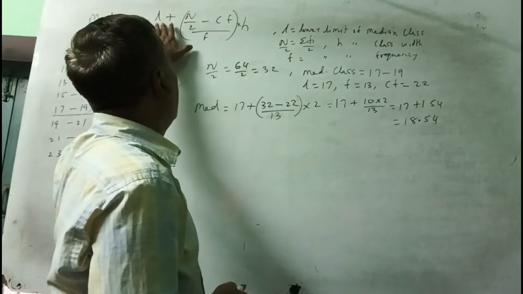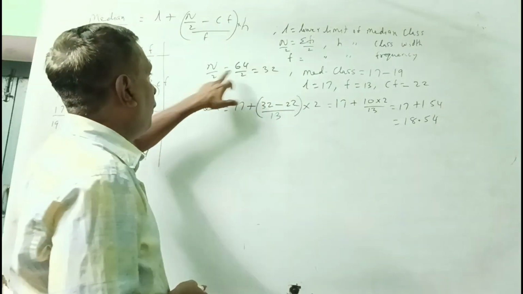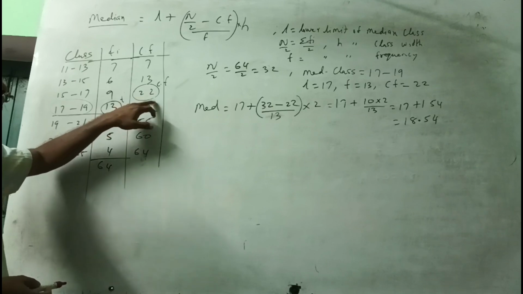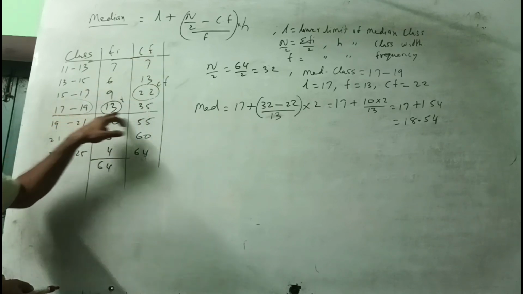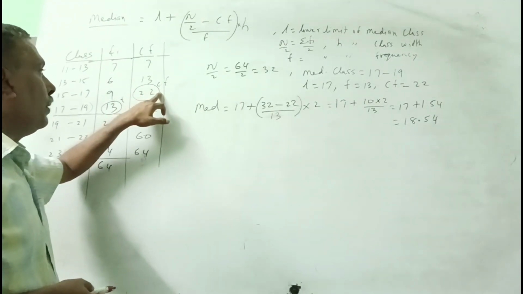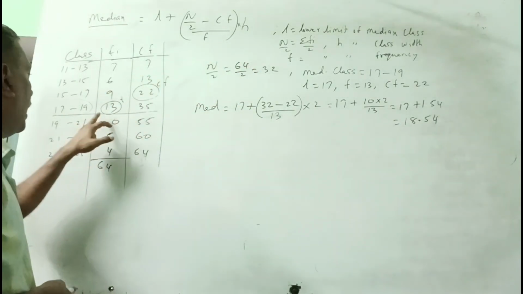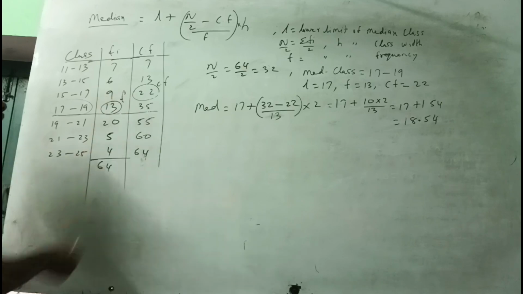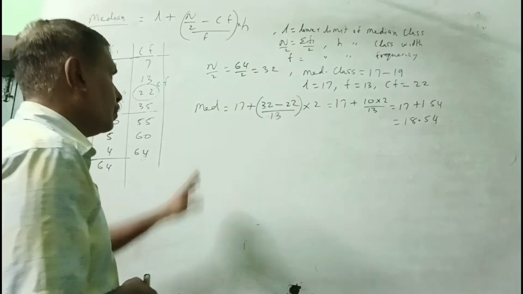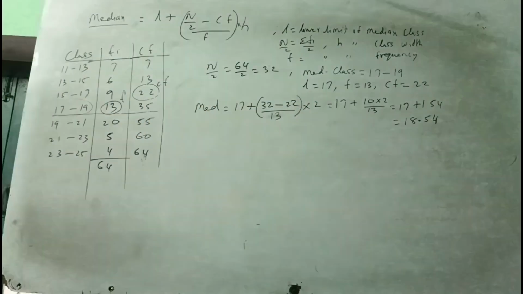And there you get L. L is the lower limit of the median class. n by 2 we already calculated, total frequency by 2. Cf is the cumulative frequency preceding the median class, that is, of the class just above it. f is the frequency of that median class, and h is the class width of the median class. Then use this, simplify, and you will get approximately 18.54.